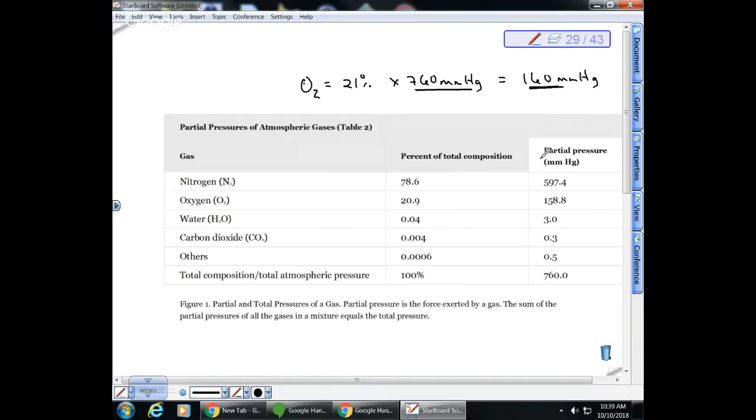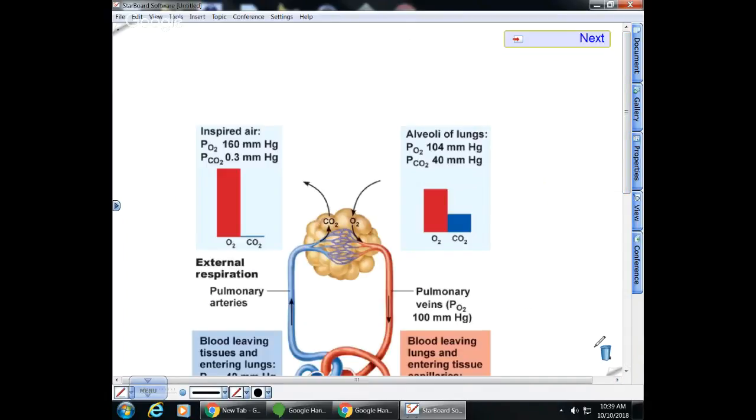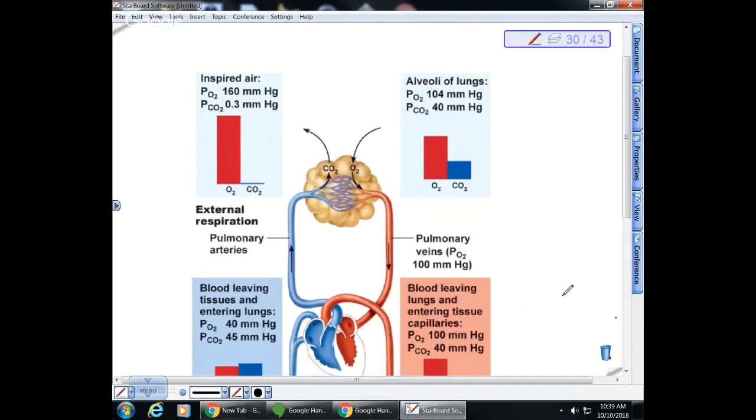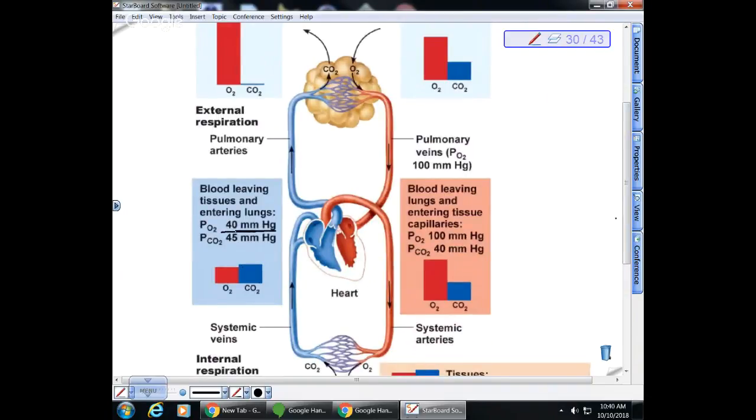So if we look at how these concentrations affect diffusion, remember that diffusion is a passive process. And so we can look at air that is coming into the lungs, and notice that's at that 160 millimeters of mercury. And then we can look at blood coming into the body. So blood leaving the tissues and entering the lungs is at 40. Right? So 160 millimeters of mercury, so my PO2, right? So this would be air in lungs. And then my partial pressure of the oxygen in the blood is 40 millimeters of mercury. So this is blood, right?